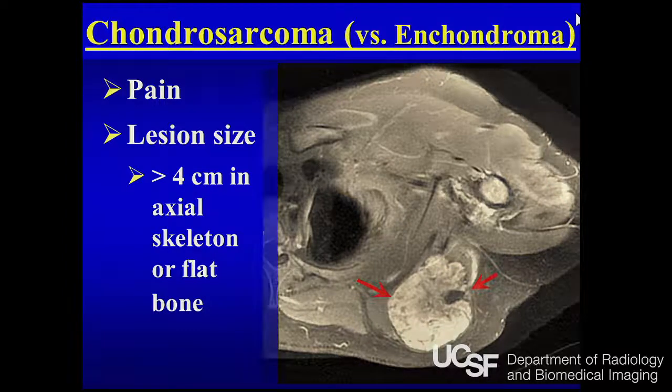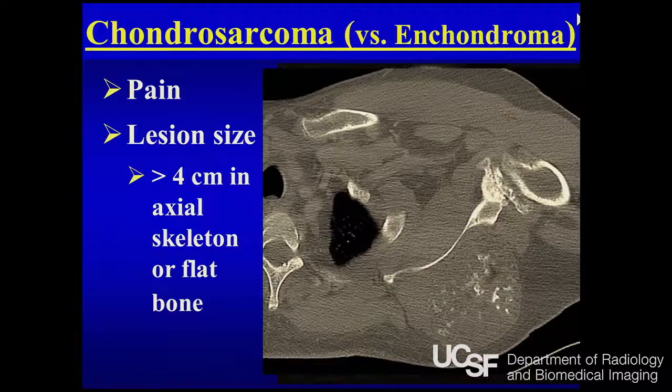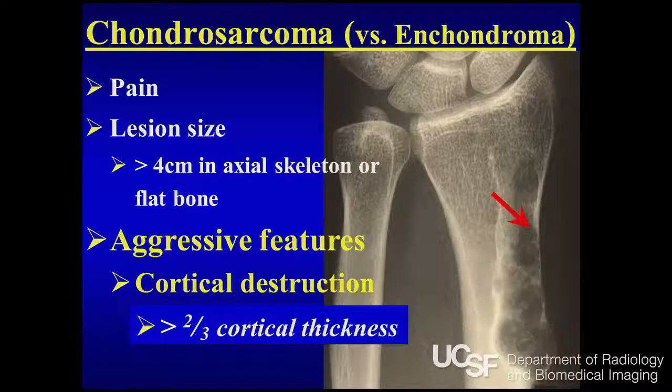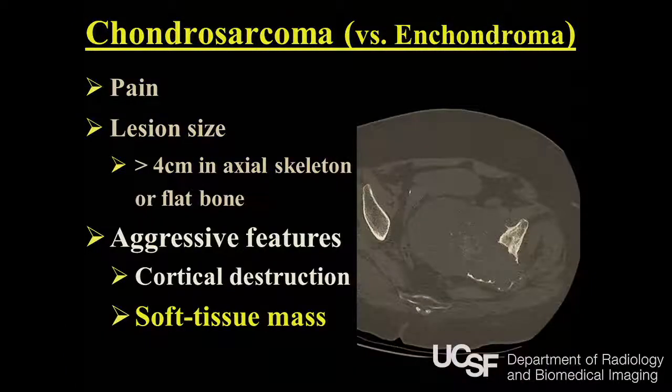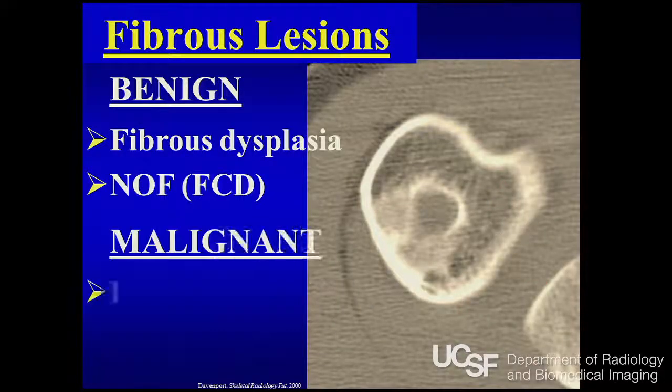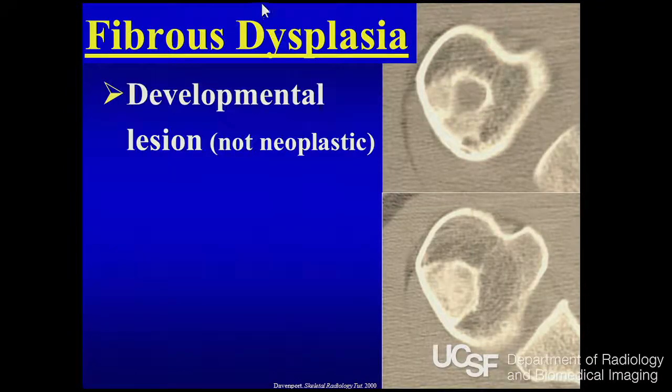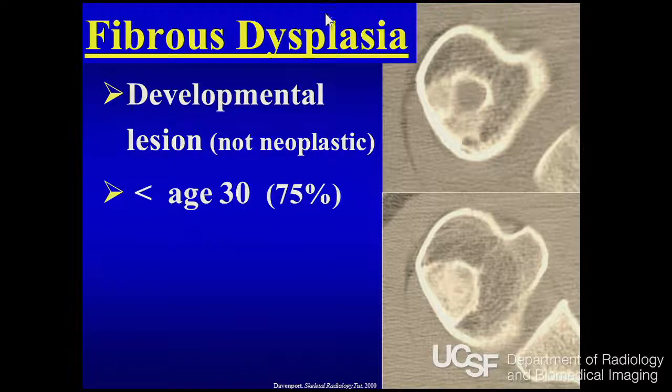Well, very importantly, clinically these patients tend to present with pain. But in addition, the lesion size is going to tend to be greater than 4 cm in the axial skeleton or flat bone. We also look for aggressive features of cortical destruction with high-grade thinning of the cortex like we see here. And of course, as we mentioned earlier, looking for a soft tissue mass is also characteristic of chondrosarcoma as opposed to enchondroma.